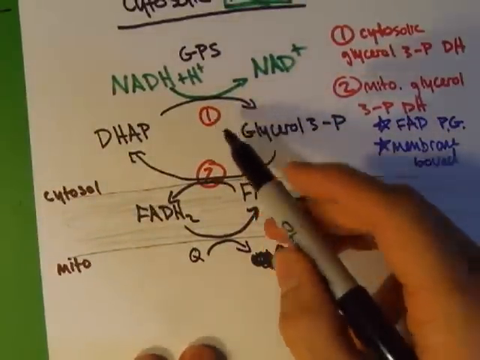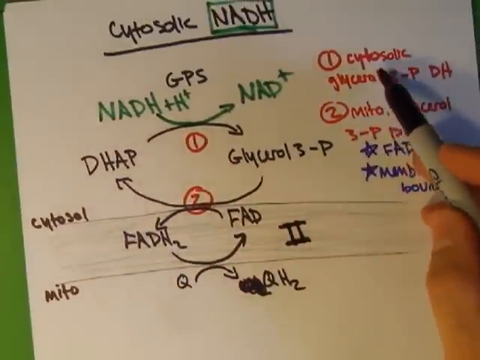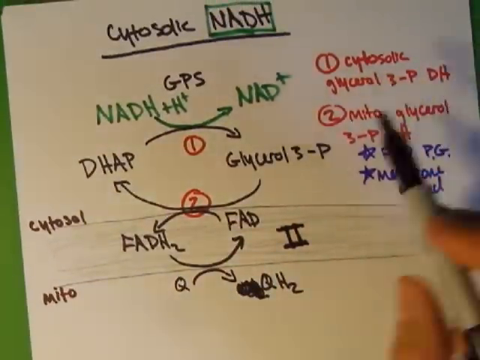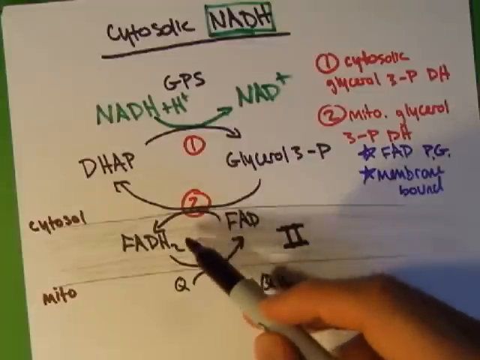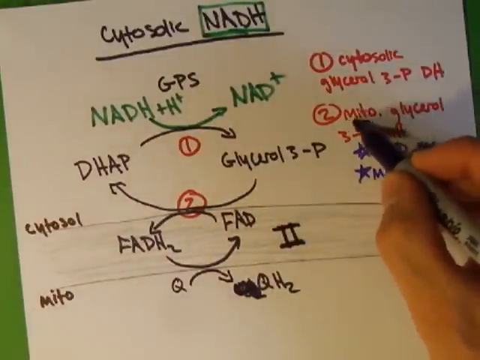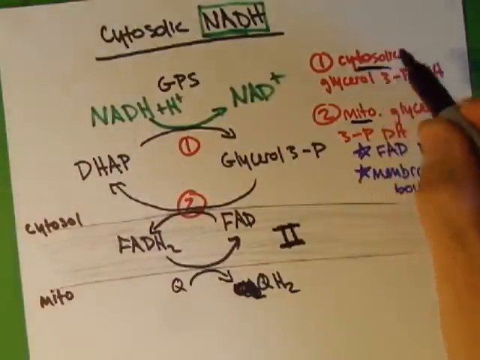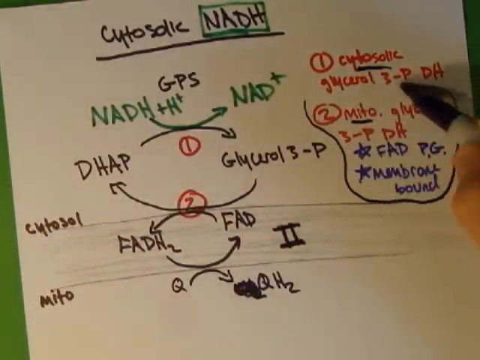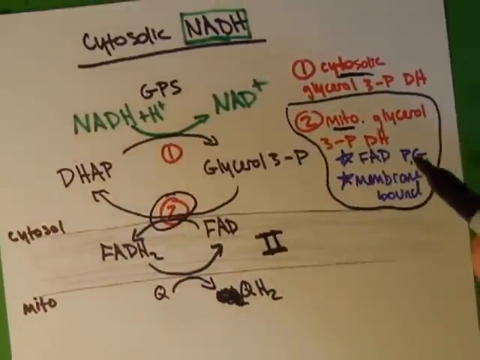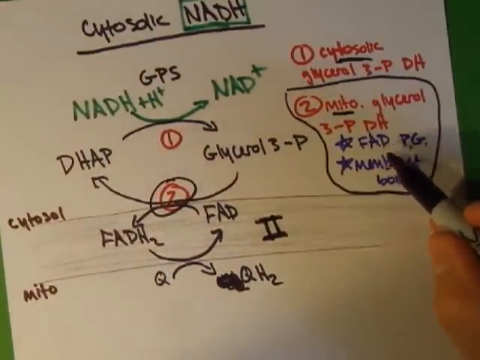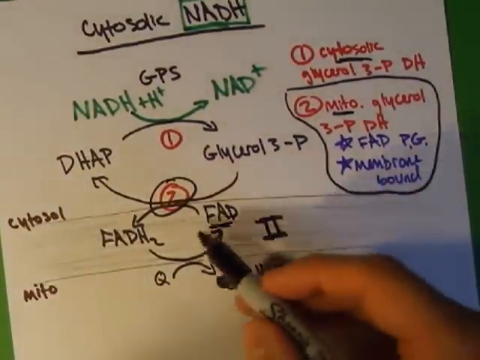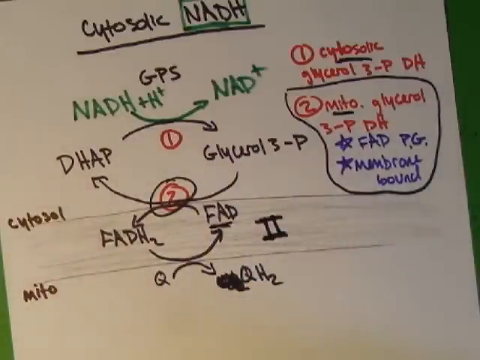The enzymes here, the first one is the cytosolic glycerol 3-phosphate dehydrogenase, and the other one attached to the mitochondrial membrane is the same enzyme, except it's called mitochondrial instead of cytosolic. The thing to know about this second enzyme here is that it's riboflavin dependent, has the FAD prosthetic group, and it's membrane bound.